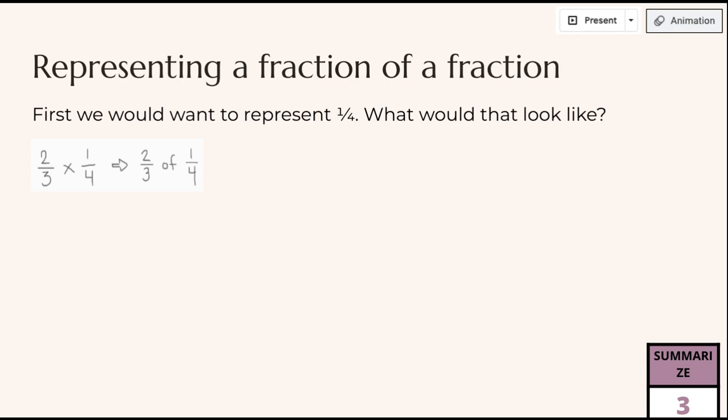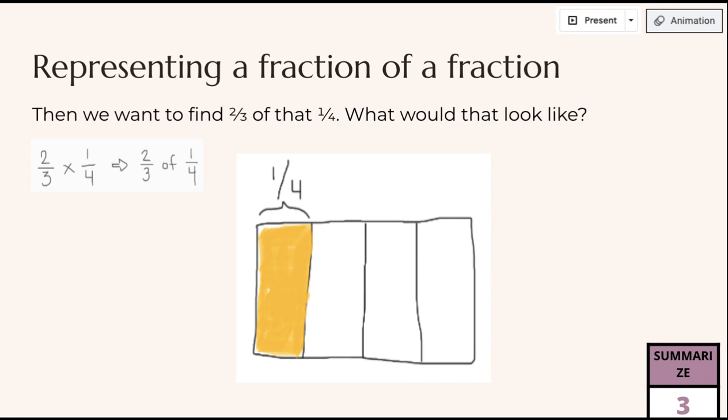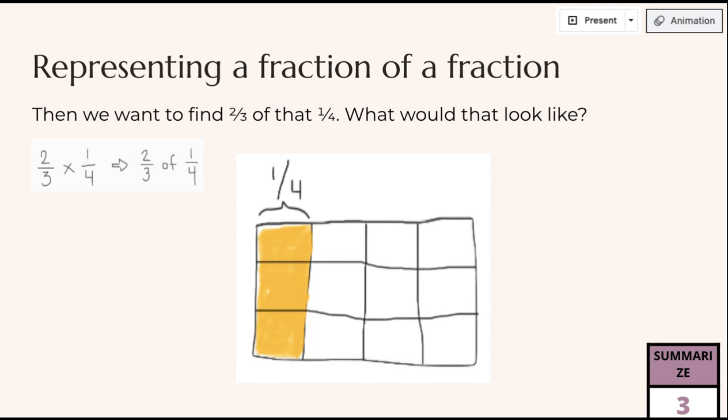First, we would want to represent 1/4. What should that look like on your rectangle? It should look like the rectangle split into 4 equal sections with 1 out of those 4 equal sections shaded. Then we want to find 2/3 of that 1/4. That should have looked like you splitting those fourths, or the 1/4 that you shaded, into 3 equal parts and shading 2 out of 3 of those parts. So we split it into 3 equal parts, and then we shade 2 out of 3 of those parts.